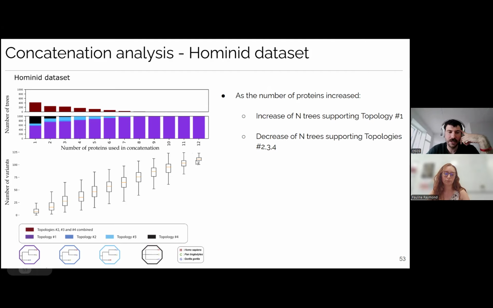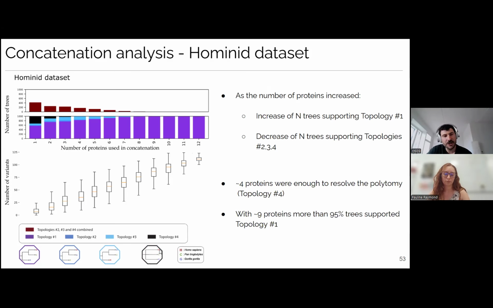And you can also see roughly how many informative sites were used for these phylogenetic trees. And then we saw that with around 4 proteins on average, we could eliminate the polytomy. So this is the black topology, which is when we cannot tell anything about the relationships between our different species. And with around, let's say, 8 to 10 proteins, we could consistently get the tree with humans and chimpanzees being closer, which is what we want. This is the population tree as we know it from other forms of data.